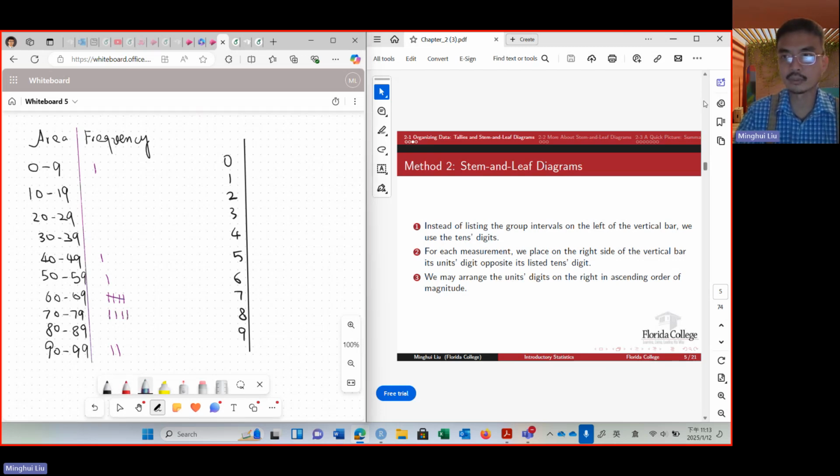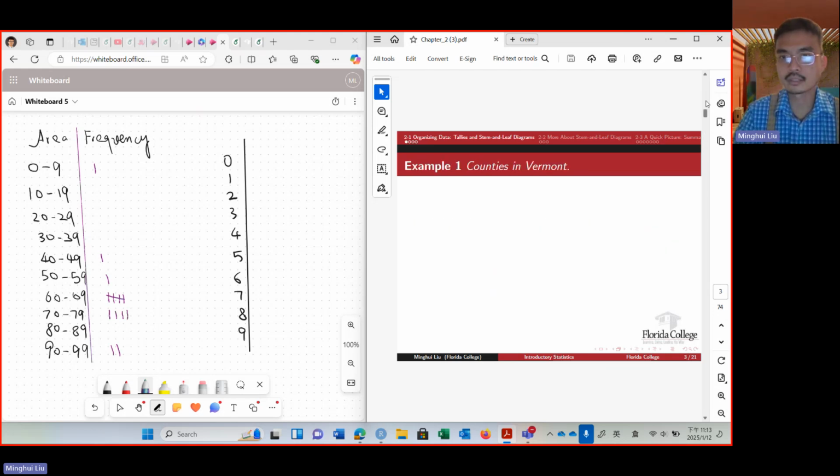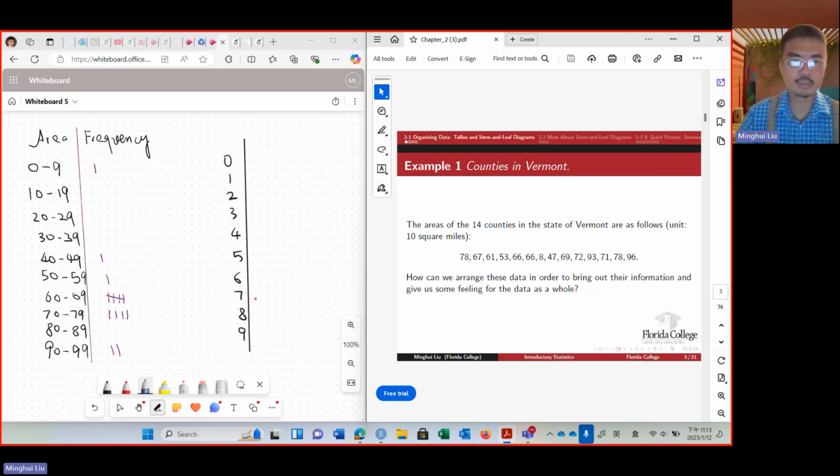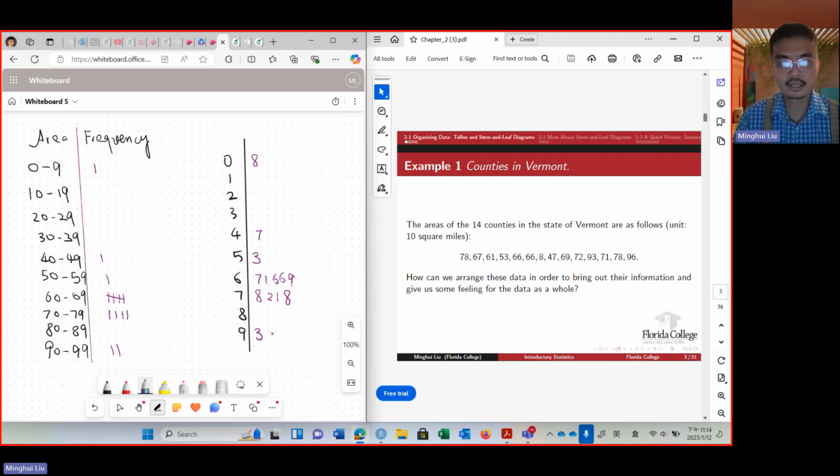For example, let's go back to the raw data, and you see the first one is 78. So instead of putting a tally, you're going to put an 8 here, indicating this number is 78. And there you have 67, 61, 53, 66, 66, and then there is the number 8, so 08. And there is a 47, 69, 72, 93, 71, 78, and 96.